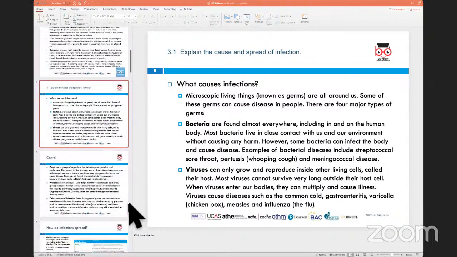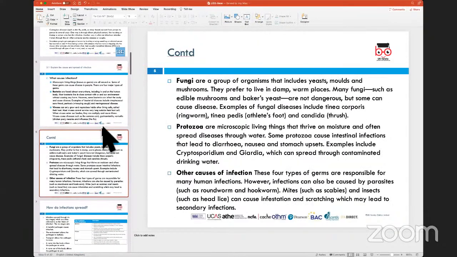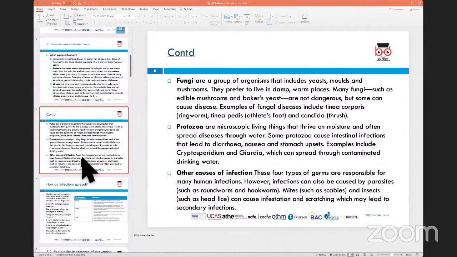Now, when we look at different types, we've discussed this in a bit more detail already, but I've put some paragraphs here so that when you look at doing your assignment, you have enough material to be able to look at how infections are caused.